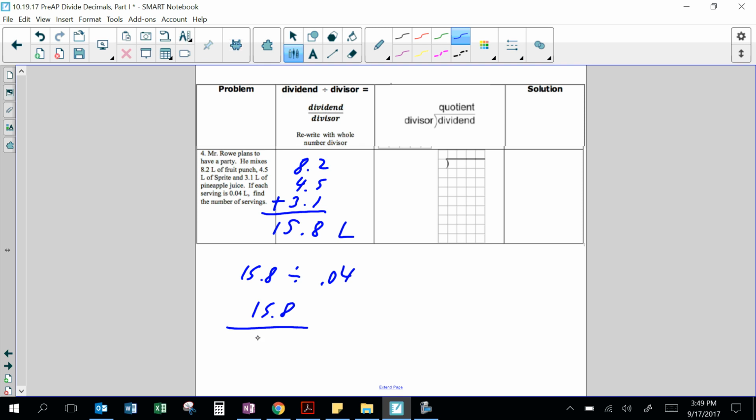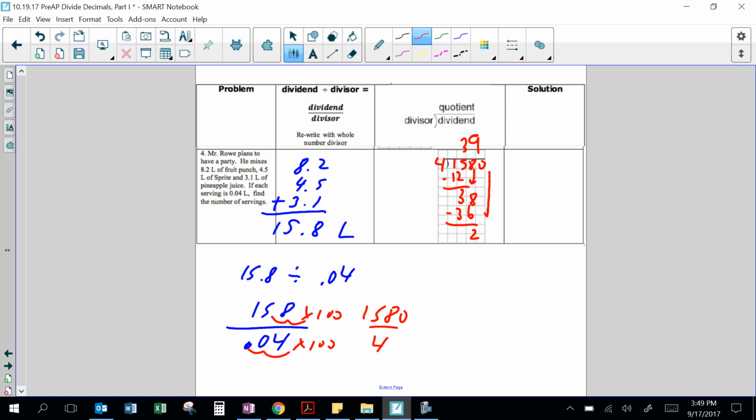So let's rewrite this in fractional form. What power of 10 should I multiply this by? I'm going to multiply by 100. By multiplying this by 100, that would be 4. Multiply this by 100, that would be 1580. So what is 1580 divided by 4? 4 can go into 15 three times. Subtract, bring down the 8. 4 goes into 38 nine times. Bring down the 0, 4 goes into 20 five times. So he can make 395 servings of 4/100 liter.